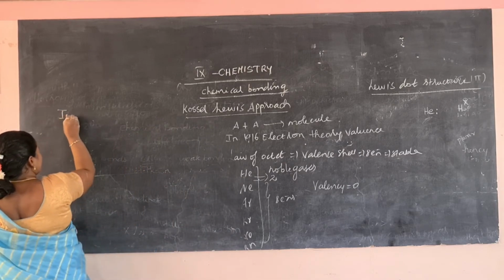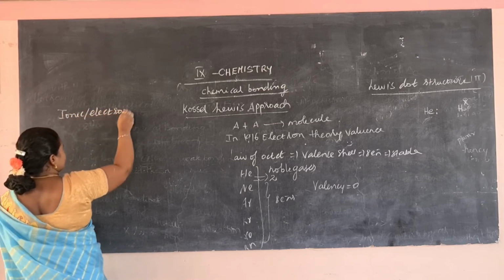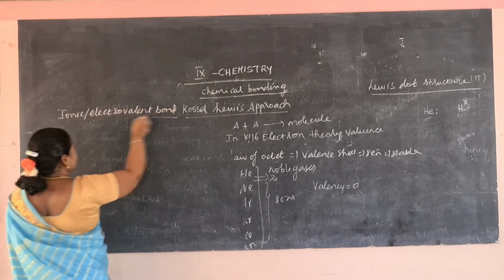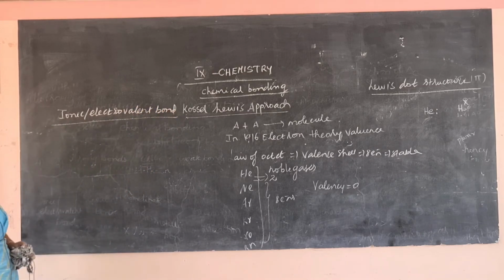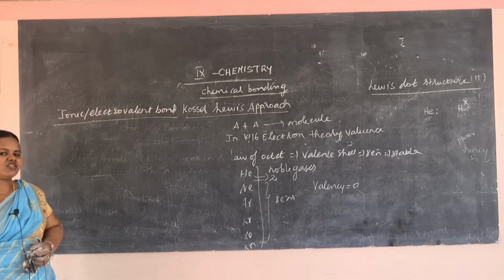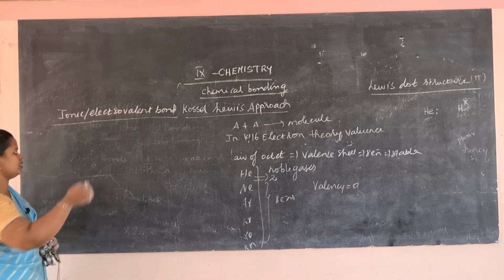Formation of ionic bond, ionic or electrovalent bond. In an ionic or electrovalent bond, the bond is formed by transfer of electrons. The bond formed by complete transfer of electrons is known as an ionic bond.